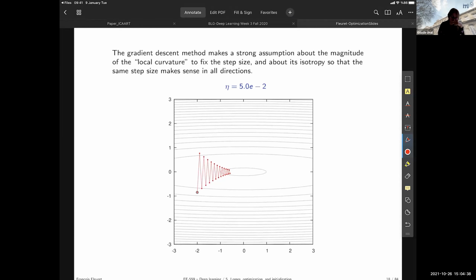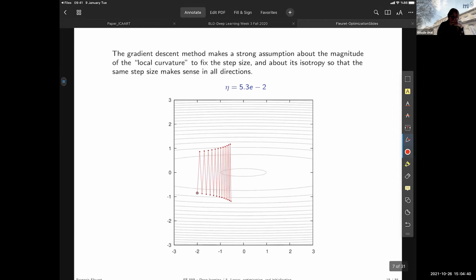You made it even bigger: it was 5 times 10 to the minus something, and now it's a little larger, 5.3 times 10 to the minus something. Now, if this was your local minimum, you are going to miss the minimum, you will oscillate, and you are even diverging from the minimum. This may be something you observe sometimes: your loss does not converge.